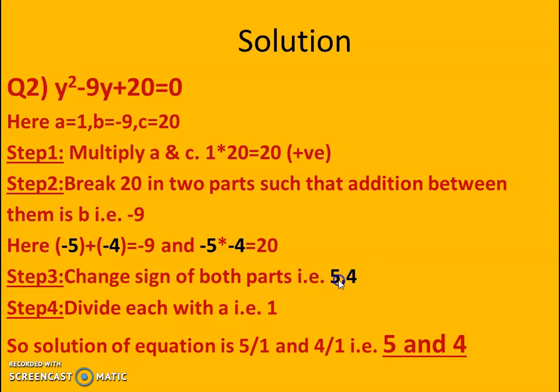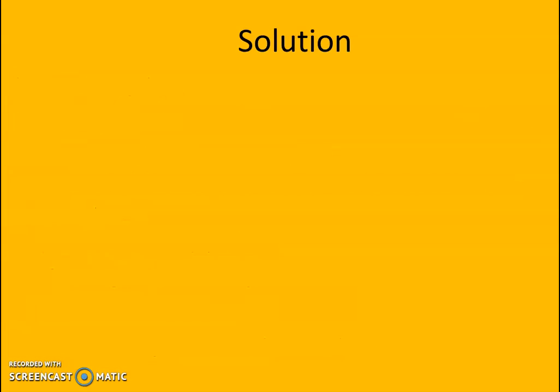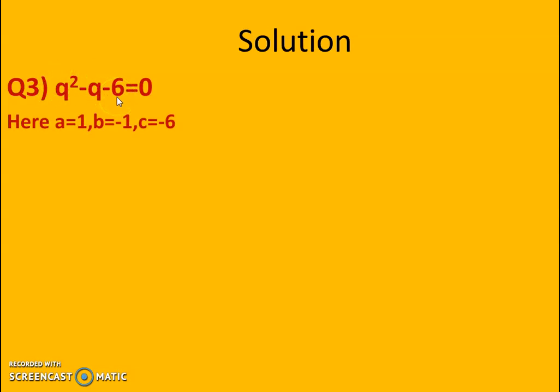So here 5 and 4 are the solution of this particular quadratic equation, right? Just try to solve another quadratic equation. So next question we have is q square minus q minus 6 equals to 0. So here coefficient of q square is 1, coefficient of q is -1, and constant term is -6.